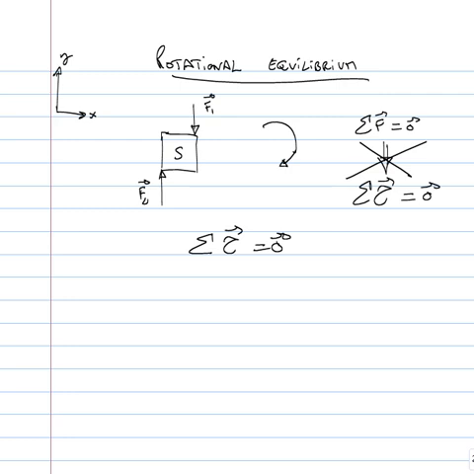If you're being told that the system is at equilibrium, but you are not being specified whether it's rotational or translational or both, you can always assume that both rotational and translational are satisfied, which means that you are able to use sum of the forces equal to 0 and sum of the torques equal to 0 in order to solve this particular problem. So let's see how sum of the forces, sum of the torques work.